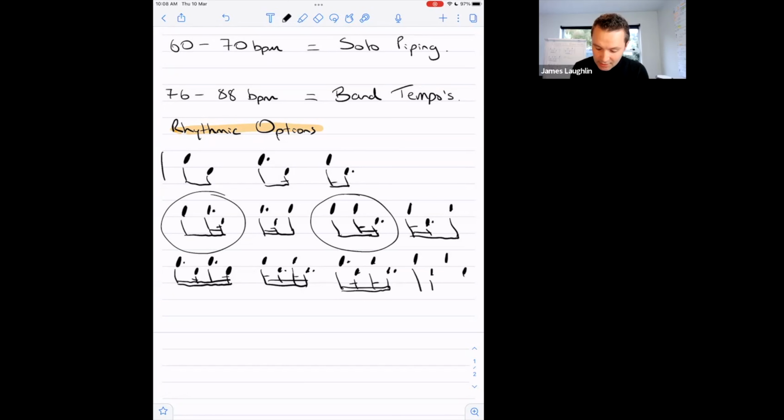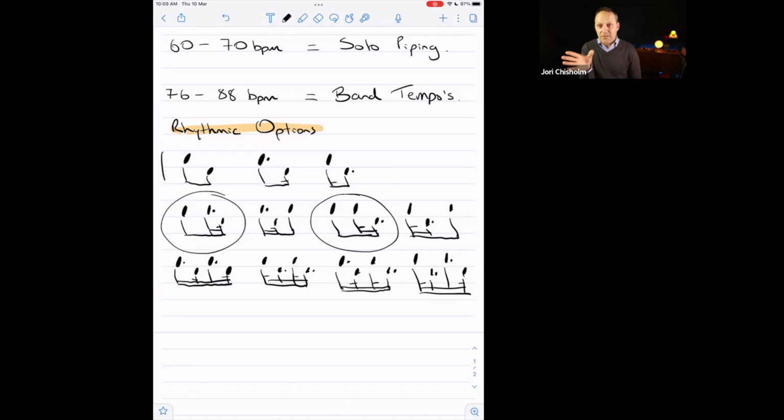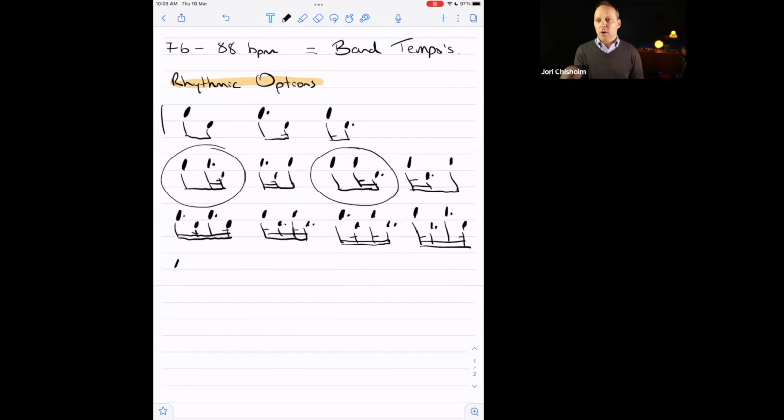For those who are looking at this going, wow, this is overwhelming, there are so many options. Once you understand the basics of how the rhythm works, that's what you're thinking of there, Jori? Yep, and that's it. I think that's it. We got quarter notes. We have 3 different 2-note pairs. We have 4 different 3-note pairs.